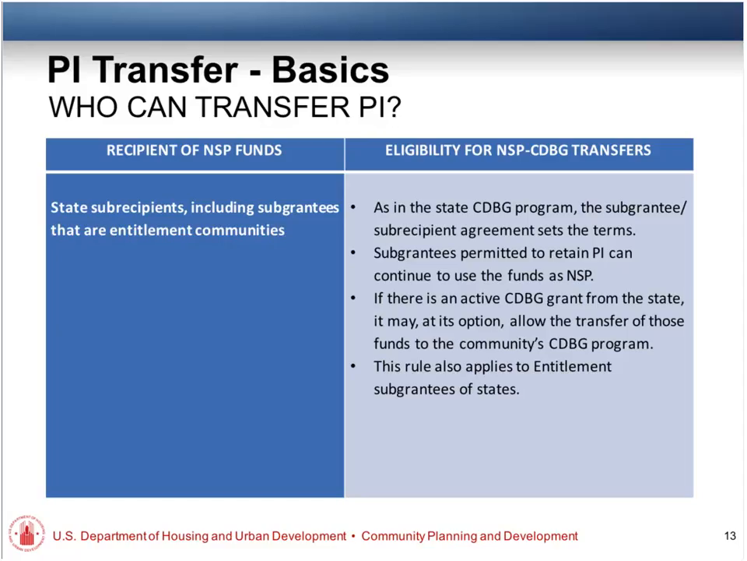then the state is in the situation of being able to decide what to do with it. Right. So, and if you have an active CDBG grant from the state, if you're a subrecipient. If you're a subrecipient, right. So this would be through the state CDBG program, like those NSP-3 ones that we talked about. Then you could transfer that money to the community CDBG program as well. But you have a double permission problem. You have to get permission from the state, and the state has to get permission from HUD.